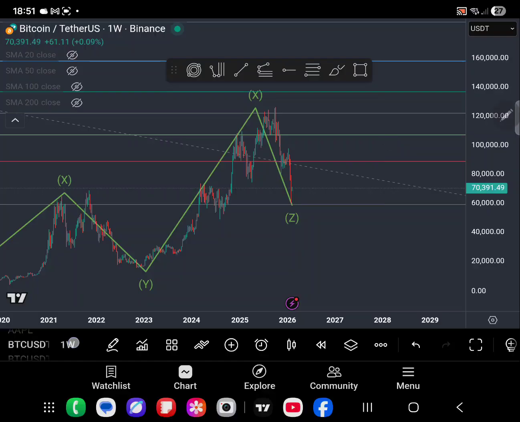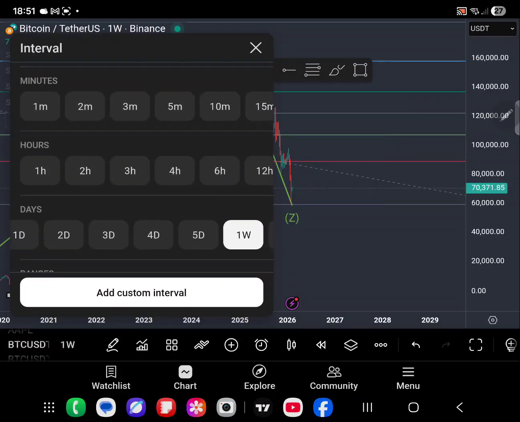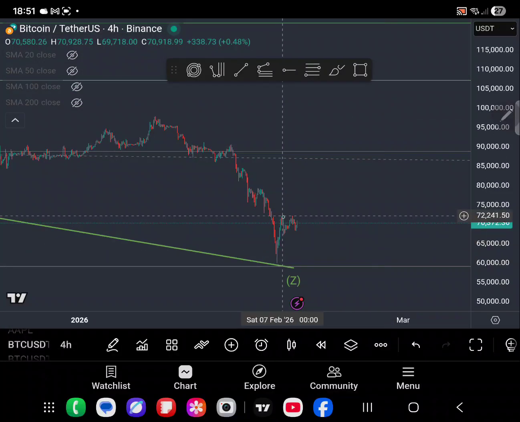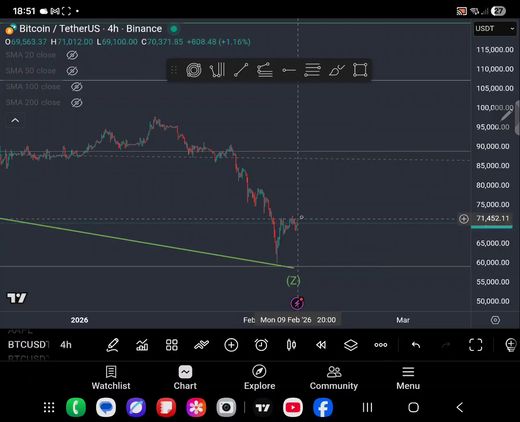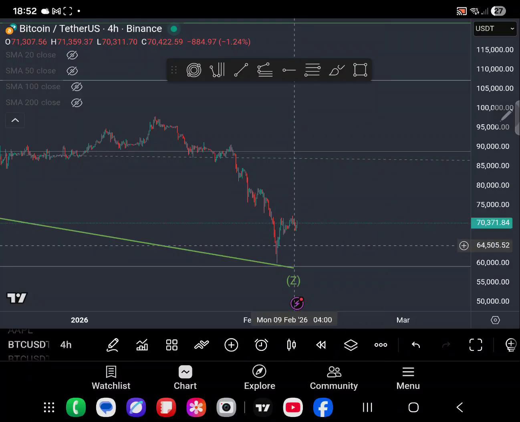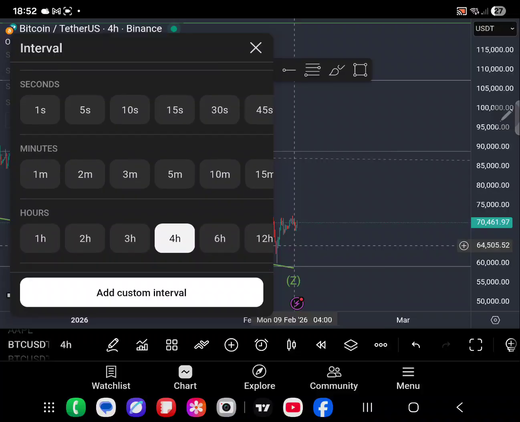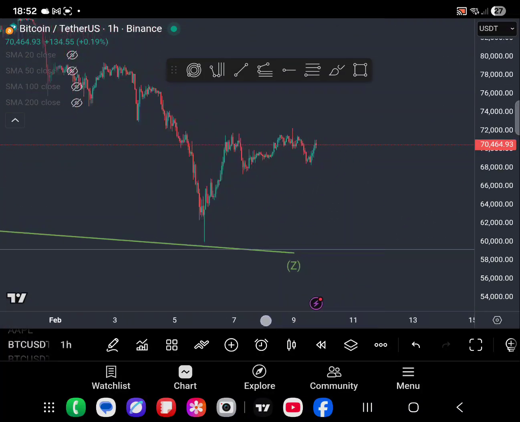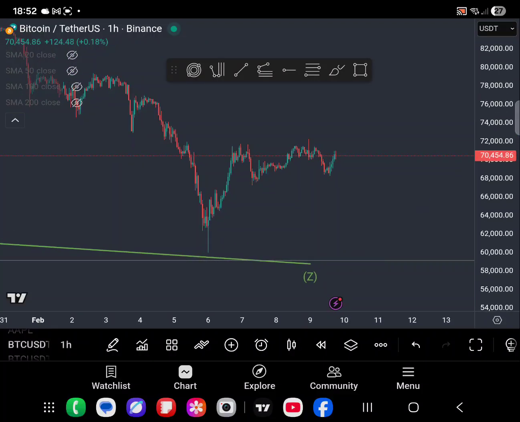So if we look at the daily, oh well, look at the 4 hour chart. Okay, so you can see it's had a bounce. It's moved up. It's doing like a little corrective sideways movement. What exactly is this going to do? Let's look at the 1 hour. So here's the 1 hour. So you can see it's going sideways.